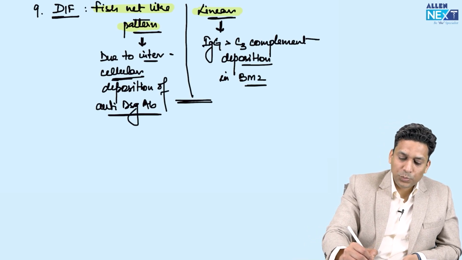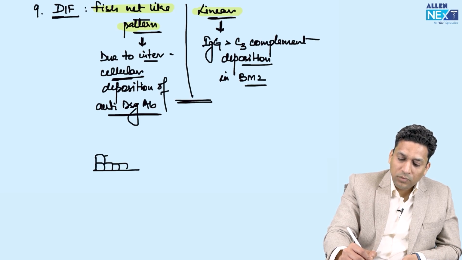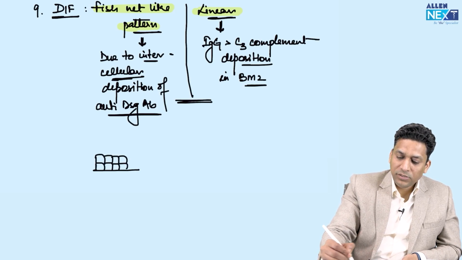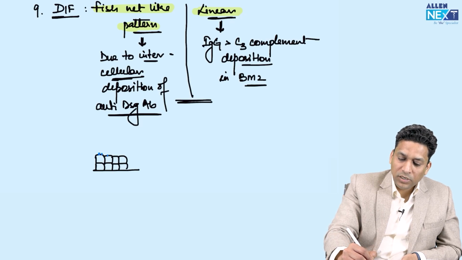Why is this happening? This one I have already explained, that these are the keratinocytes. So within the epidermis, the antibodies which are formed are formed against desmoglein. So they go and deposit here in between the keratinocytes, leading to this fishnet-like pattern.